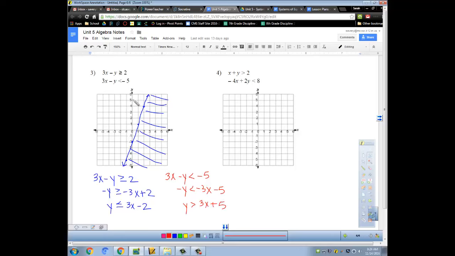So I'm going to start at 5. Now you can go up 3 over 1, but that's off the graph, so we can also go down 3, left 1. And then this is going to be a dotted line. And it says y is greater than, so that's right here. So I see there is no overlapping area, so this is no solution.